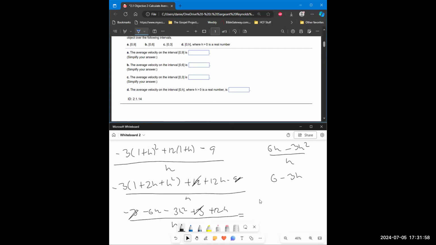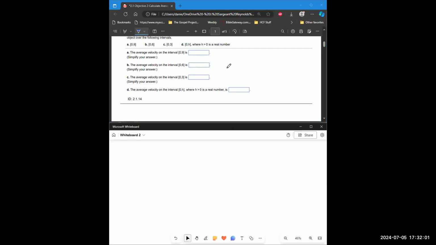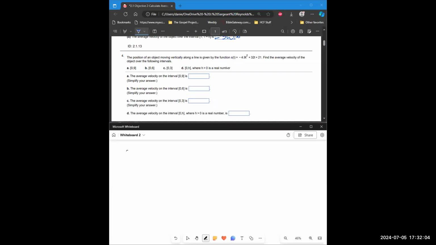Let's go ahead and do this again with this next problem here. S of t is now negative 4.9t squared plus 32t plus 21. This is projectile motion here, something traveling in an arc like this. Find the average velocity of the object over the following intervals. S of 0, we know, is going to be 21.